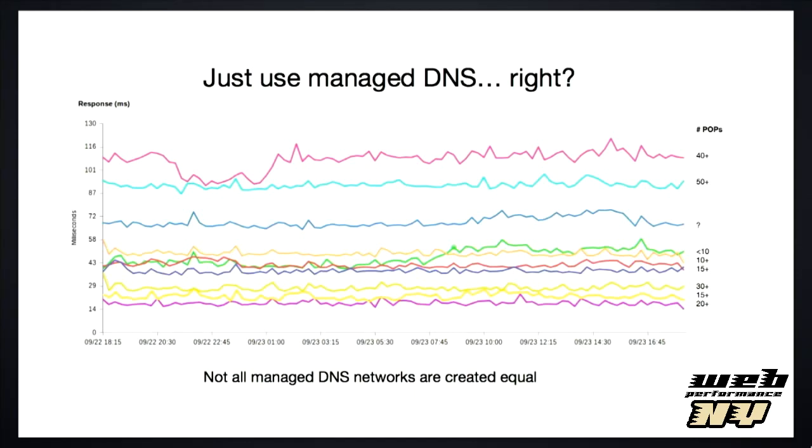But what this data actually shows, so this is global performance data right out of Catchpoint from all 400-odd of their nodes, for a bunch of major managed DNS providers. On the right is the number of facilities they have, and on the left you see the average global response time of these networks in milliseconds, and lower is of course better.